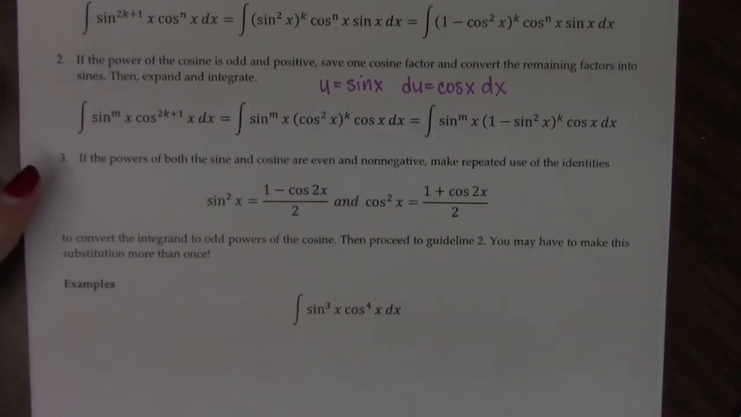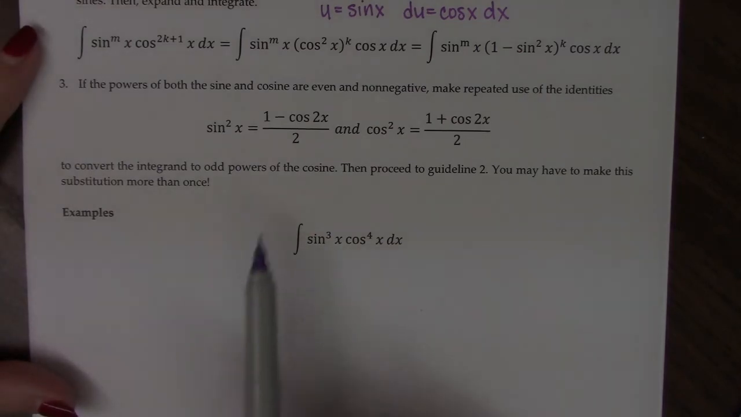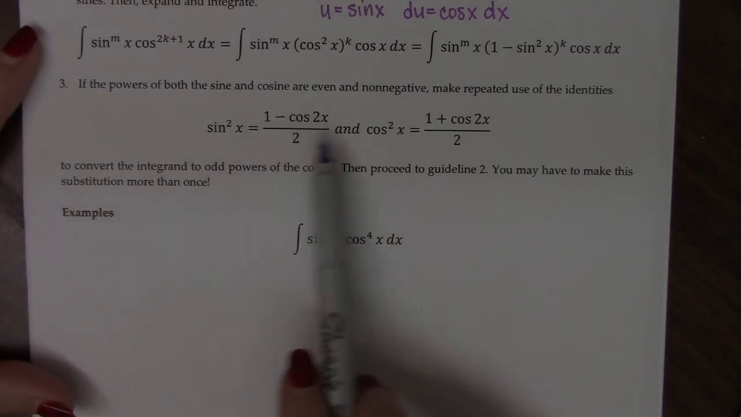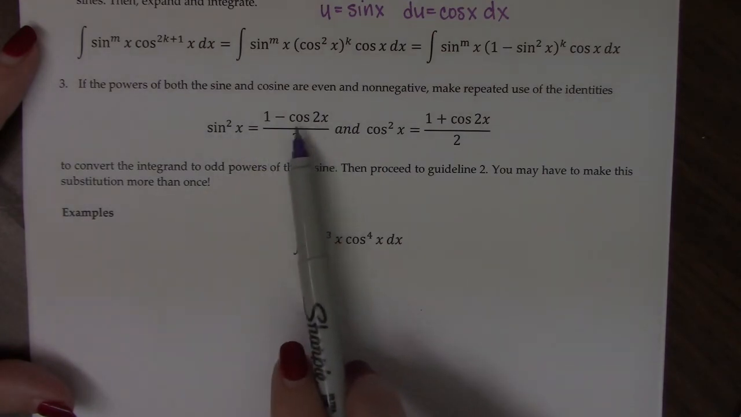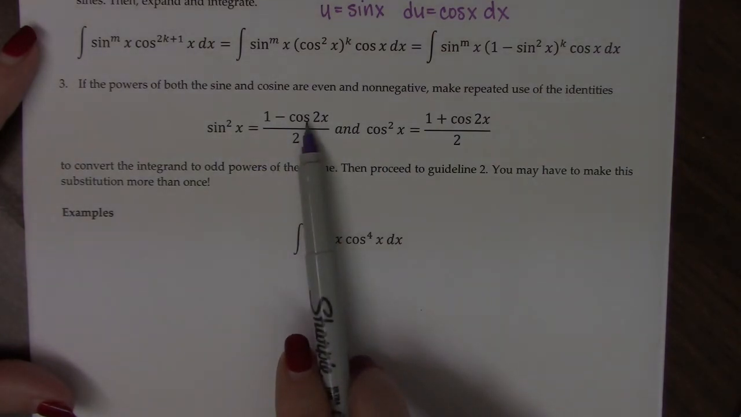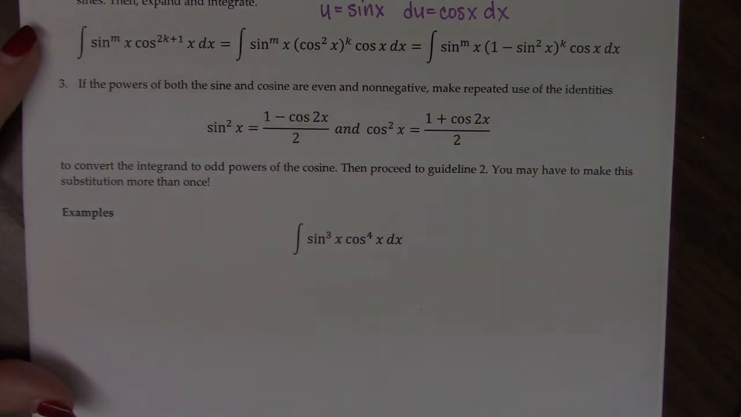However, if neither the sine nor the cosine is raised to an odd power, then we can use this identity, and we may have to use it more than once, to turn the squared terms into just a single power of cosine, and that's something we can integrate directly. And we may have to do this more than one time. All right, so let's look at an example of putting these guys into practice.